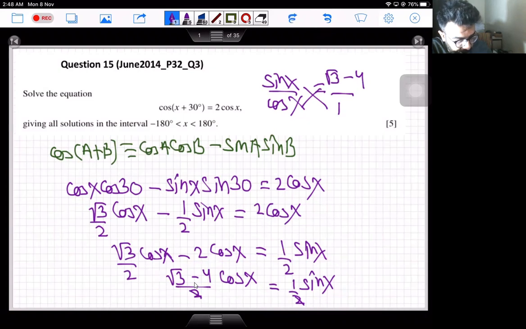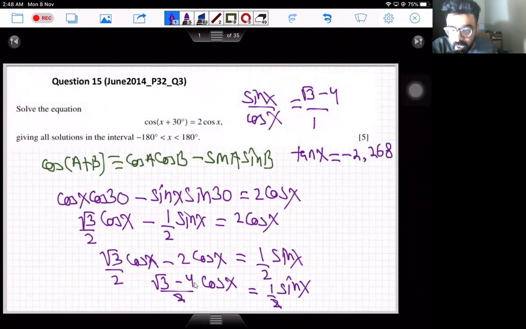Now you need to check whether this value turns out to be positive or negative. Definitely this is negative. Whatever fraction comes out, write it in your calculator and check if the value is positive or negative. This is a very important step. Root 3 minus 4 is definitely negative, but what is the exact value in decimals? Minus 2.268. Basically, sin x over cos x, which is tan x, is equal to minus 2.268.